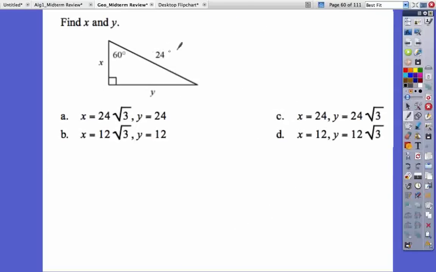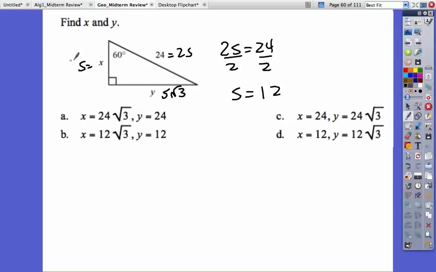Special right triangles. This is equal to 2s. This is s radical 3 because it is opposite the 60. This is s because it's opposite the 30. That means that if 2s is equal to 24, divide both sides by 2. s is equal to 12. x is 12. And y is equal to 12 radical 3. D is my correct answer.